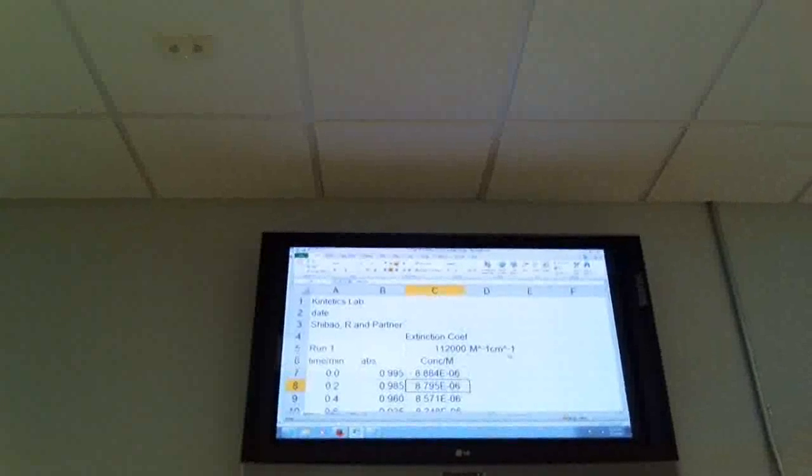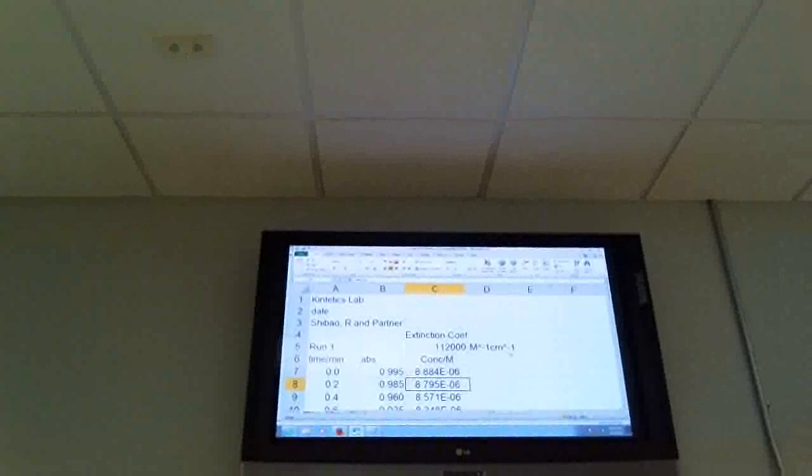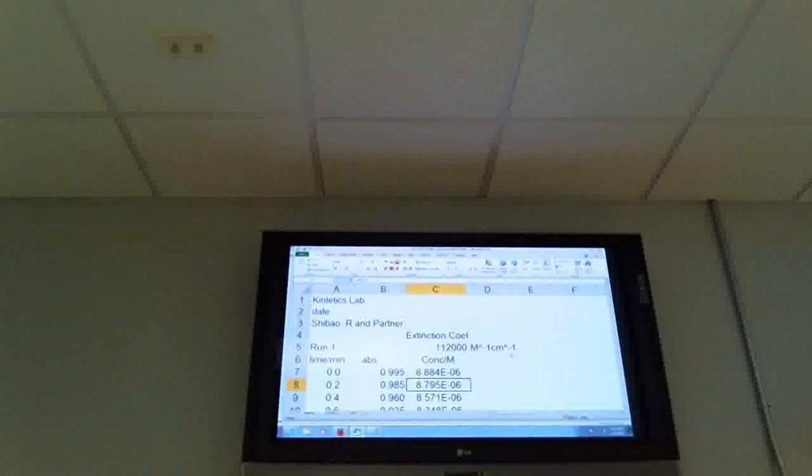Excel helps in your homework too, because the homework asks to make plots. So if you have a computer, you can just do it quickly. We're going to make 3 plots. We're going to make concentration versus time, and ln of concentration versus time.